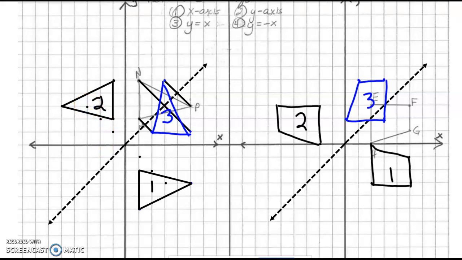So we would have the line that goes through those. So I'd like for you to draw that dashed line, in both directions, please.